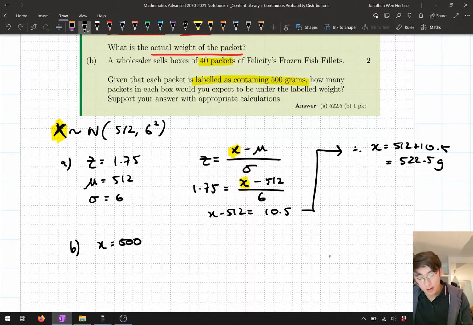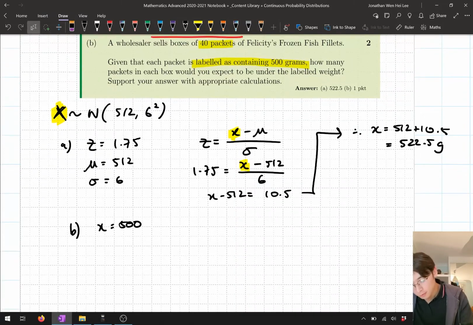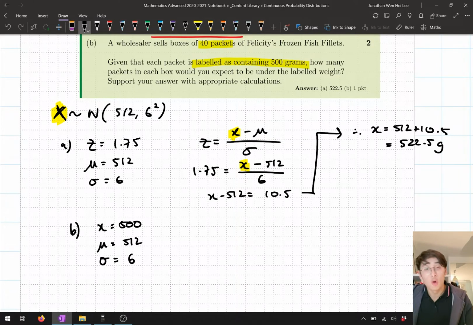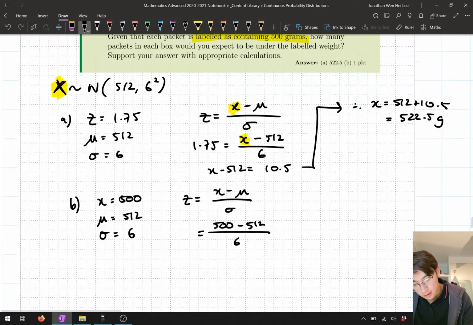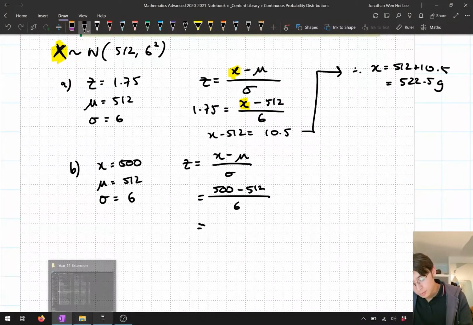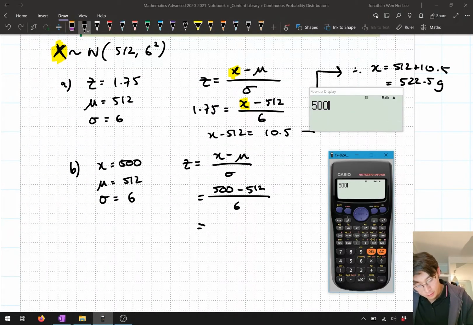So actually, if we get given the actual weight here, we still have the mean from the previous part. We still have the standard deviation. Those haven't changed. What we can do is find a z-score from here. So let's actually find the z-score. So z is going to be equal to x minus mu over sigma, which is 500 minus 512 over 6. Let's just put that into a calculator first.